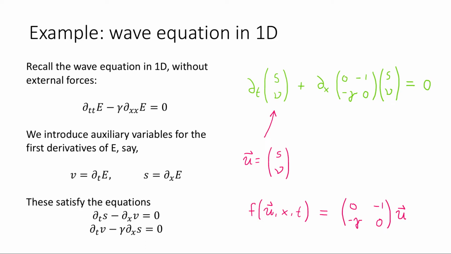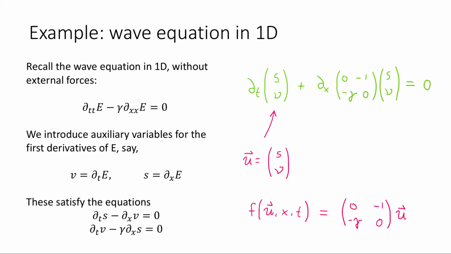I claim that these satisfy two equations. The first equation is that the time derivative of S minus the x derivative of V equals 0. Why is that the case? Well, that just expresses the idea that we can exchange partial derivatives. If we first take the x derivative and then the time derivative, that is the same as taking the time derivative and then the x derivative. And the second equation states that the time derivative of V minus gamma times the x derivative of S equals 0. And of course, that's immediately derived from our wave equation.